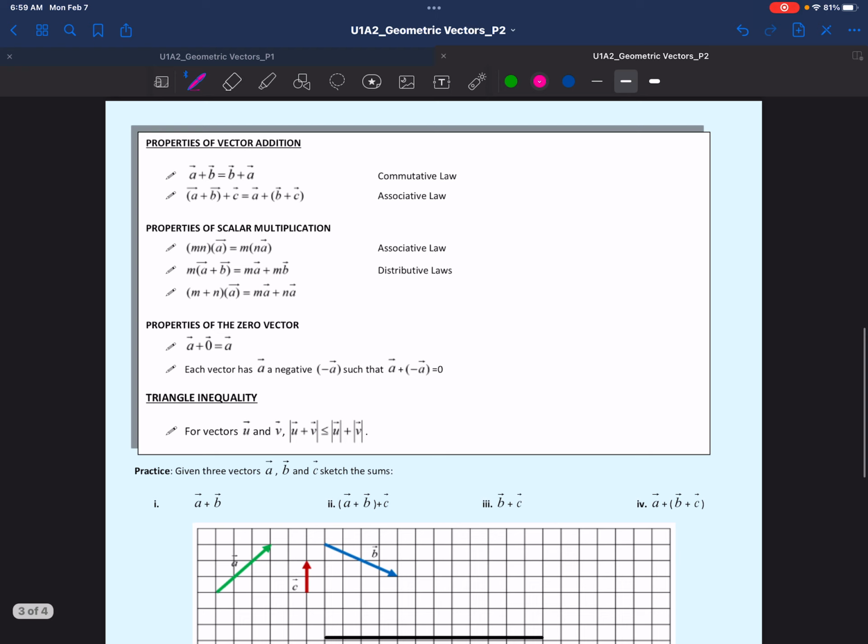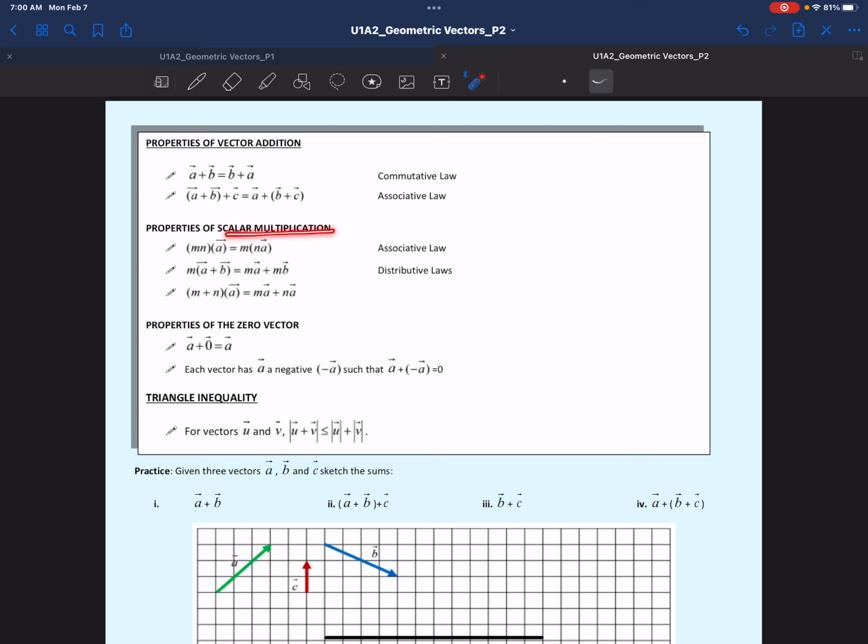Now, let's take a look at some properties of vector addition and properties of scalar multiplication. So this is just a summary. Recall that if you add two vectors, the order won't matter. We say that vector addition enjoys the commutative law. If you add the sum of two vectors to another vector, then we can rearrange the vectors a plus b plus c. So this is the associative law, so we can group the vectors in any order we wish, and we still get the same answer.